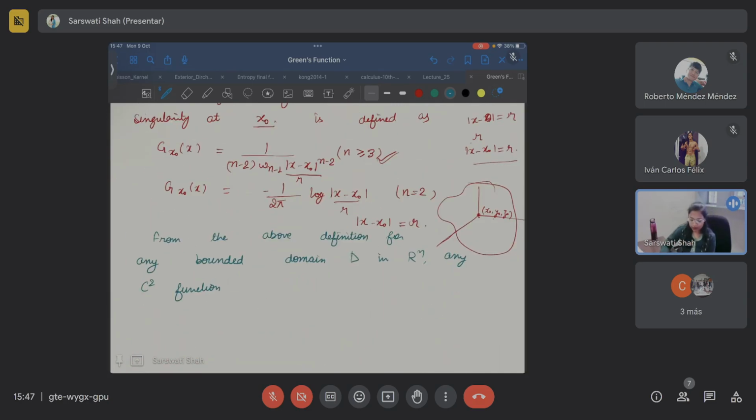So from the above definition, for any bounded domain in Rn and any C2 function u in the domain D, and any point x naught belonging to D, that is basically the singularity, or you can say that it is a pole of the given Green's function.